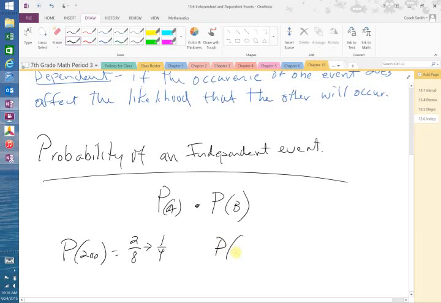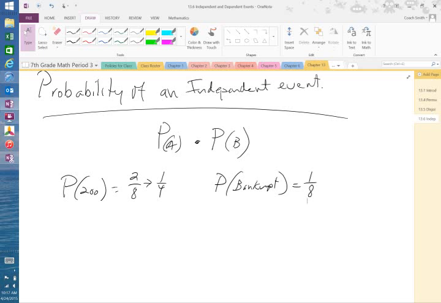Okay, the probability that you're going to go bankrupt, there's only 1 of those on there, so the probability of that is equal to 1/8. So the probability that you're going to get 200 on the first and bankrupt on the second is equal to 1/4 times 1/8. Okay, 1/4 times 1/8 is 1/32.